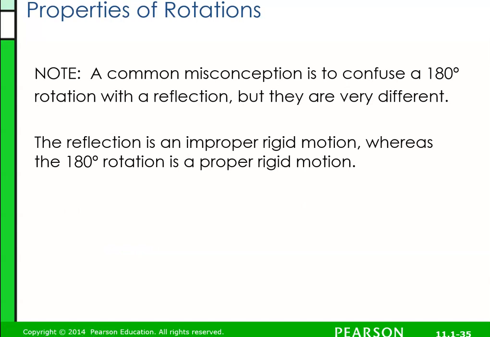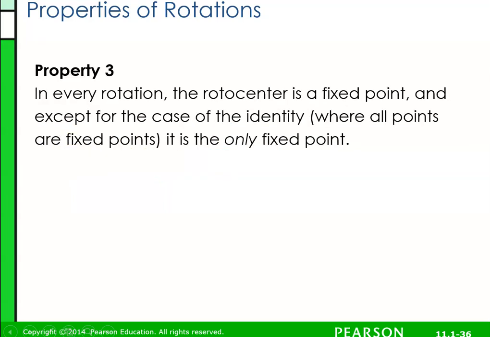Note, a common misconception is to confuse a 180-degree rotation with a reflection, but they are very different. A reflection is an improper rigid motion, whereas a 180-degree rotation is proper. Think about the mirror image, where left and right switch. With 180 degrees, the left hand stays and remains the left hand. Property 3: in every rotation, the rotocenter is a fixed point. Except for the case of the identity, where all points are fixed points, it is the only fixed point, which again is different than a reflection.